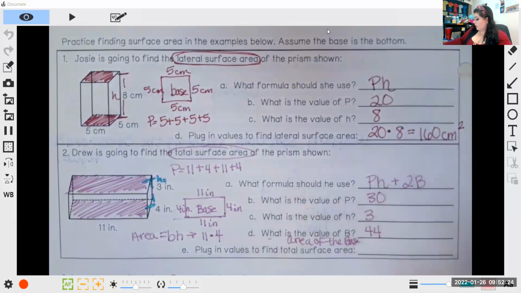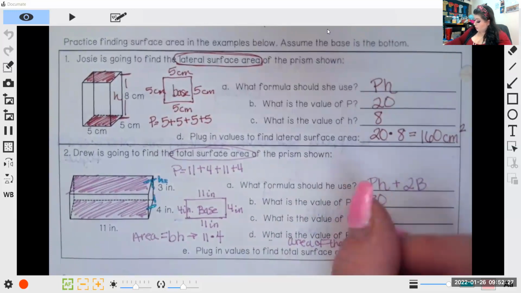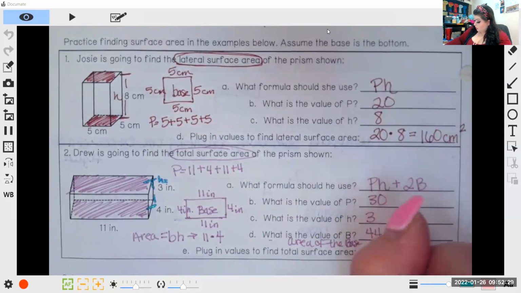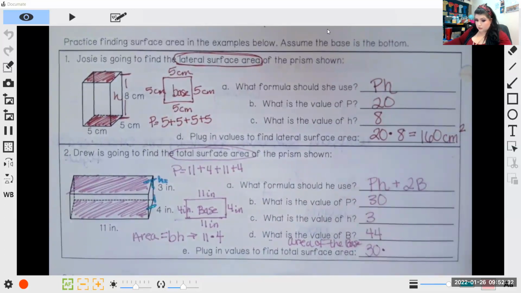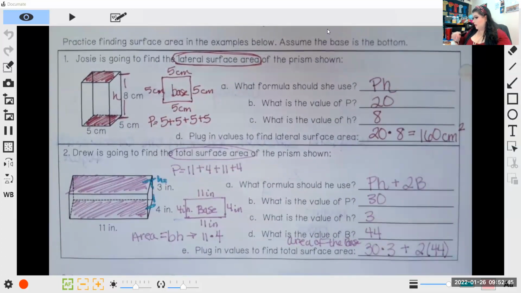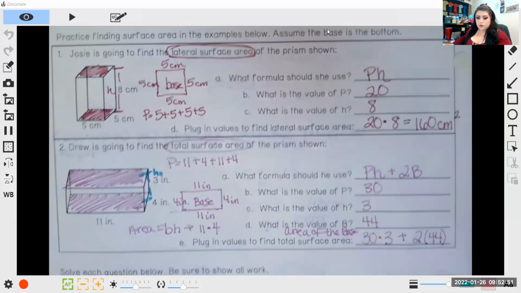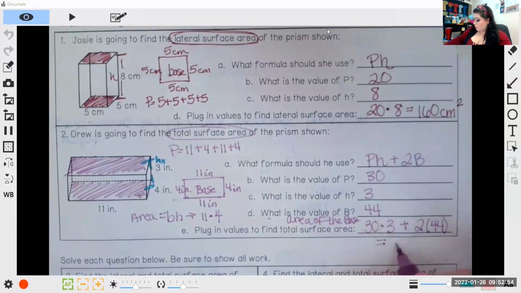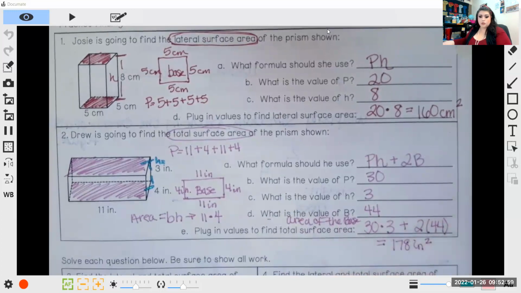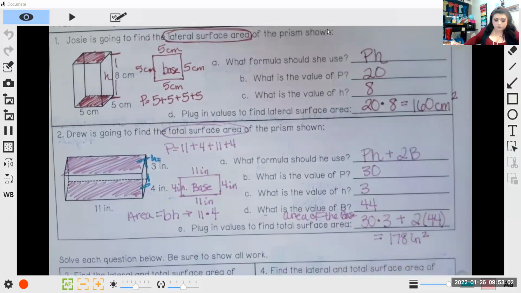Now, let's put it all together. I have perimeter, which is 30, times my height, which is 3. And then I'm going to add this to 2 times my big B, or area of the base. This should give you 178 inches squared. And we put squared because it is 2D.